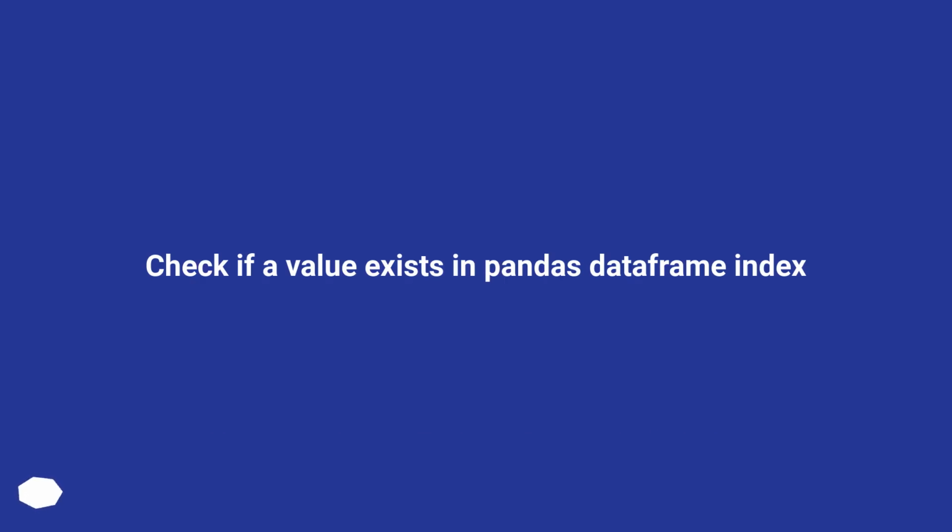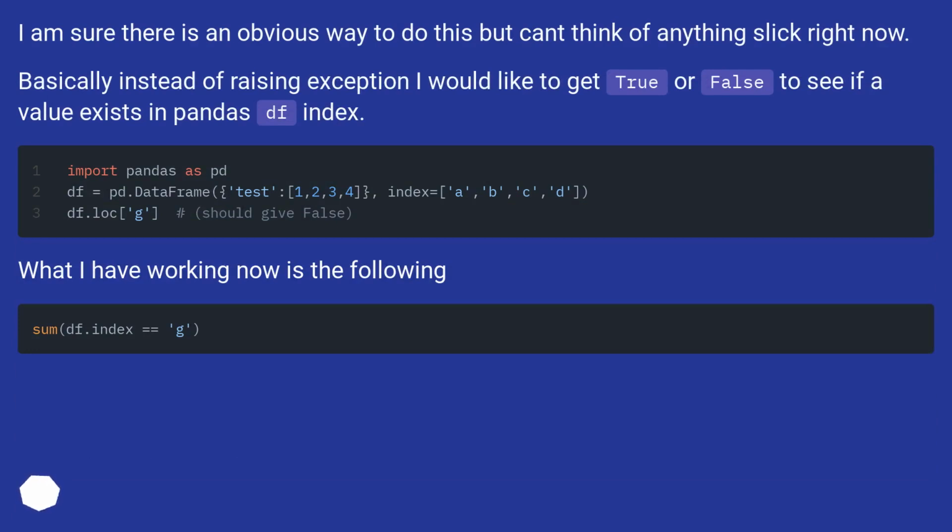Check if a value exists in pandas dataframe index. I am sure there is an obvious way to do this, but I can't think of anything slick right now. Basically, instead of raising an exception, I would like to get True or False to see if a value exists in a pandas df index.